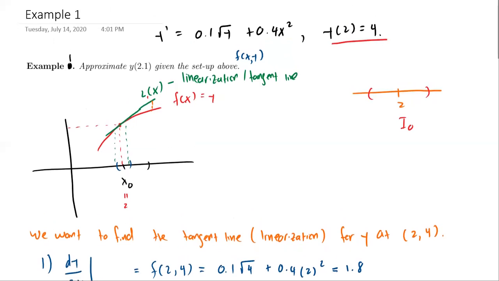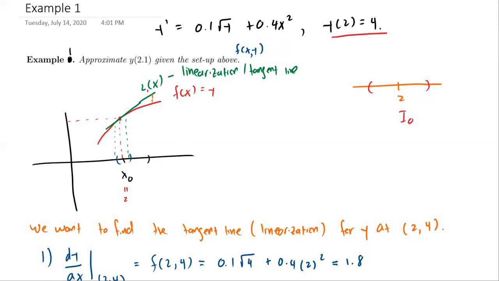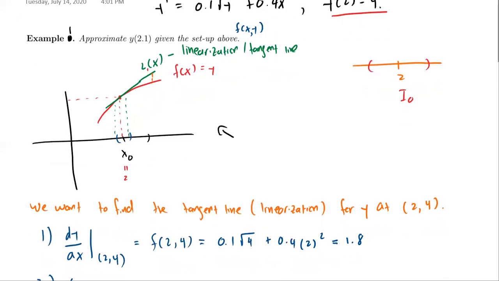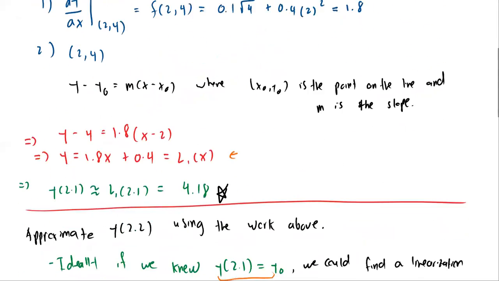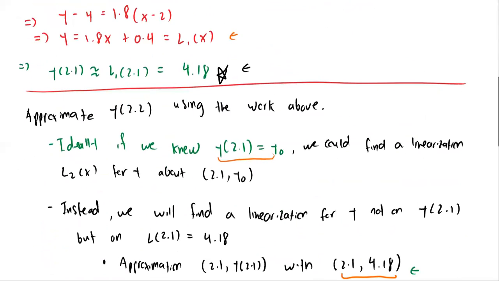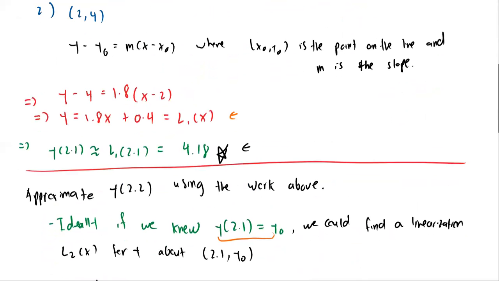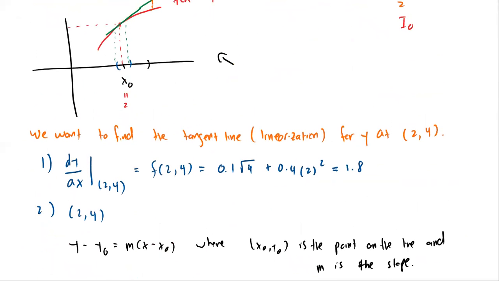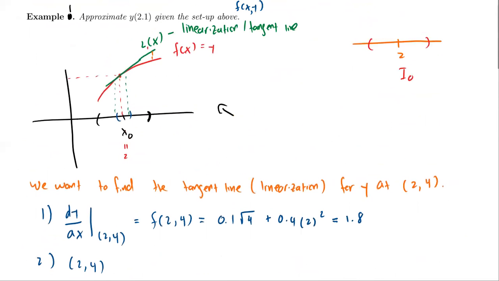Again, we're not given what y of 2.1 is, but we used this picture to explain that we can do a linearization, or find the equation of the tangent line, which serves as a good approximation to y of 2.1. Next, we were trying to approximate y of 2.2. The further away you move from x equals 2, the worse the linear approximation is of the original function.